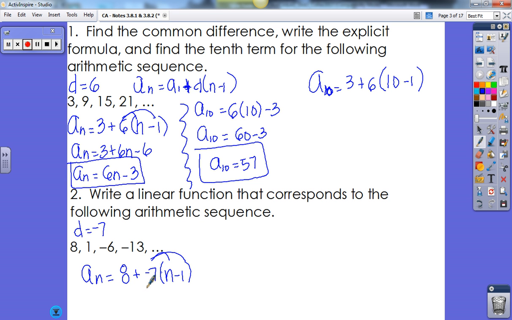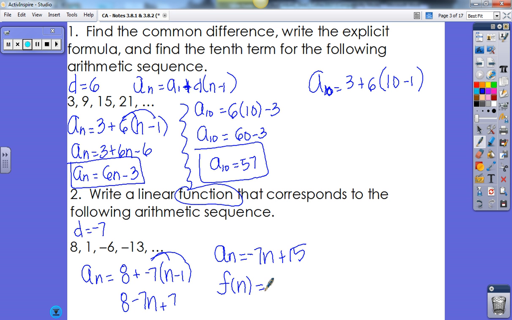So I'm going to distribute that negative 7, and I end up with a sub n equals, if I combine like terms, negative 7n plus 15. And if we wanted to write it in function notation, since it asks us to write a linear function, we could just replace that with f of n. But I would be fine with you leaving it like that.